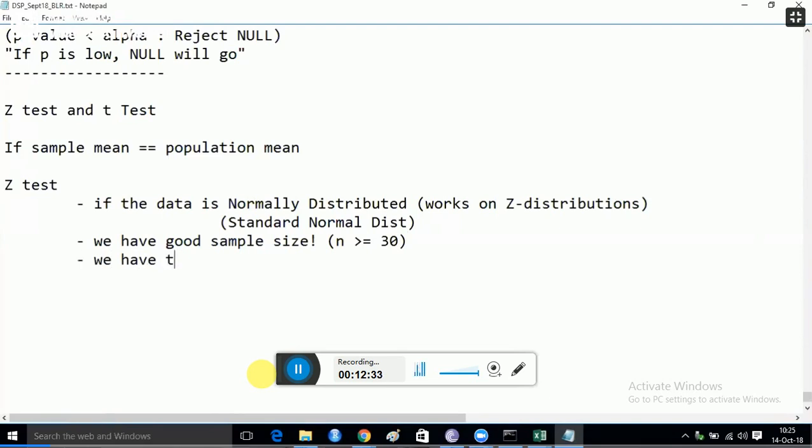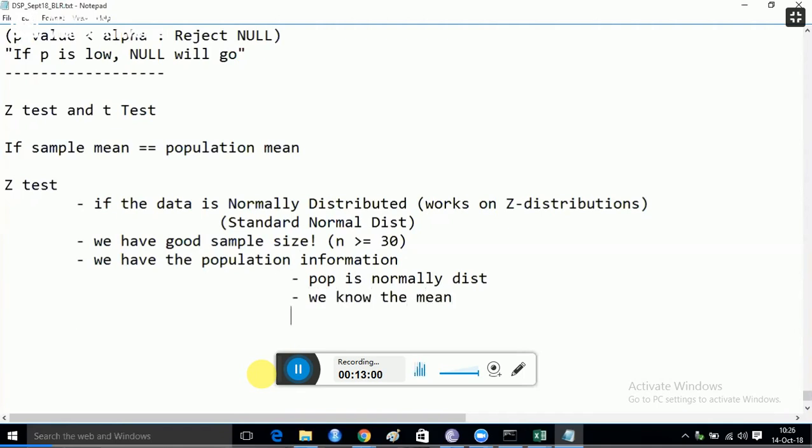Here we have the population information, right? And by population information, what do I mean? The population is normally distributed. That is a condition. So that's agreeing with the first condition, right? We know the mean, and yes, we know the standard deviation.